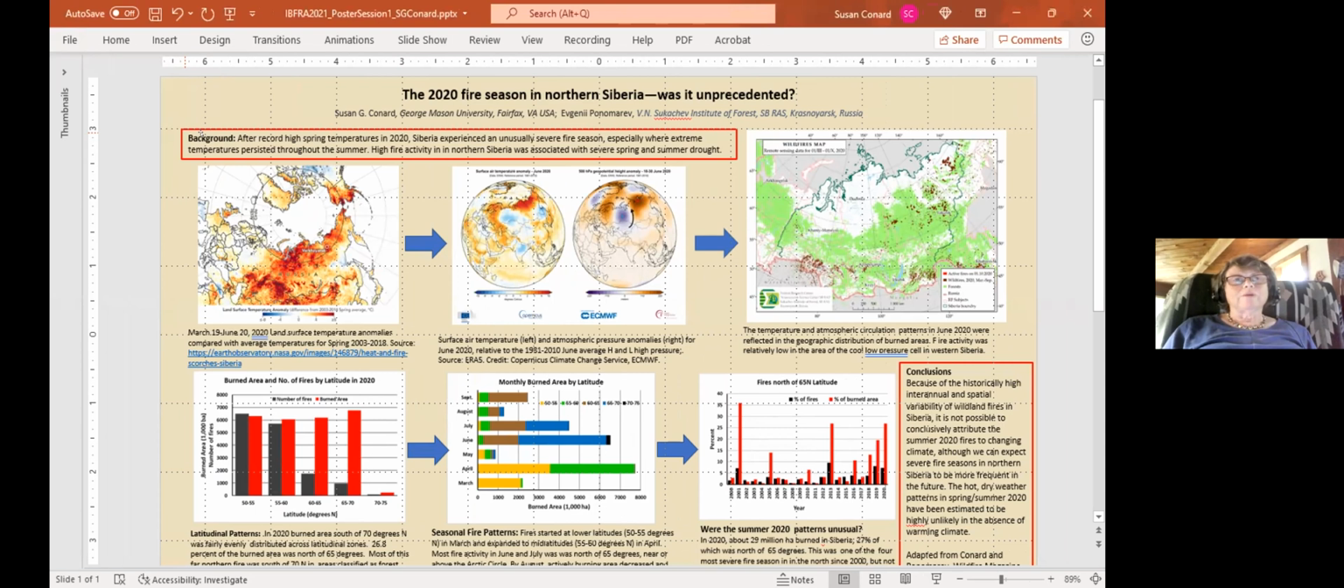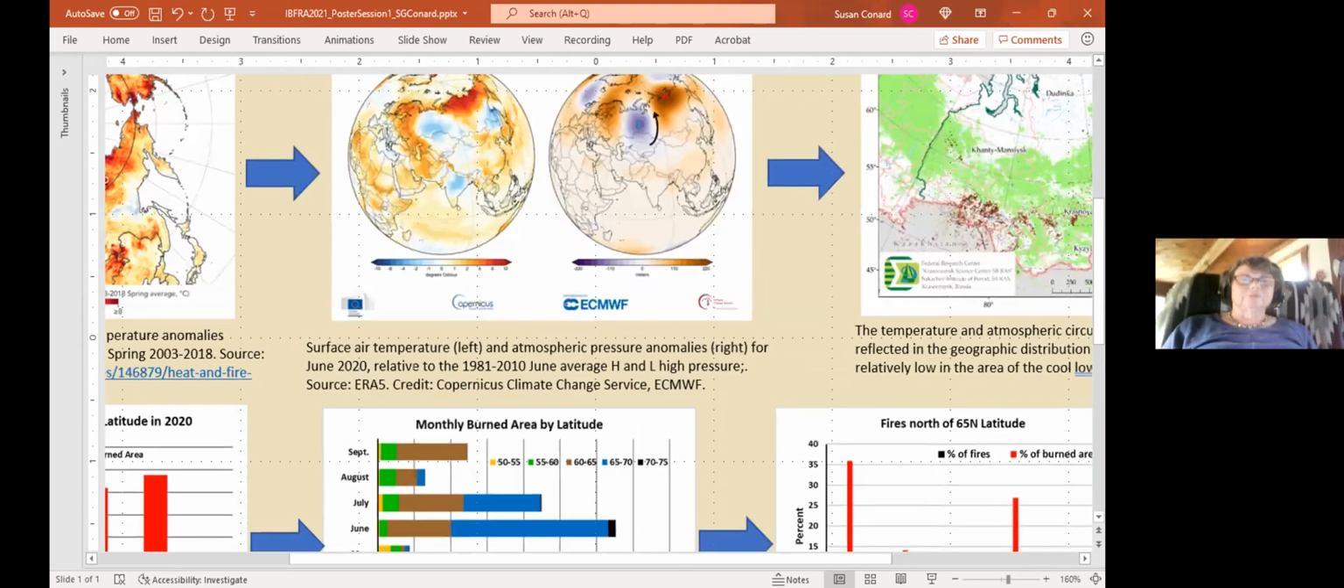So a lot of you probably heard things in the news last summer about terrible fires all over Siberia. And at the end of the season, Yevgeny Ponomarev and I did a short article for Wildfire magazine to try to capture what had happened during that fire season. And that's basically what this shows. I think maybe I'll zoom in on it a little bit, if that'll work.